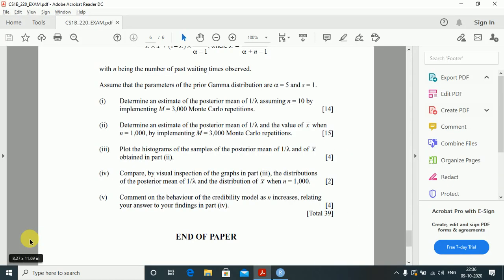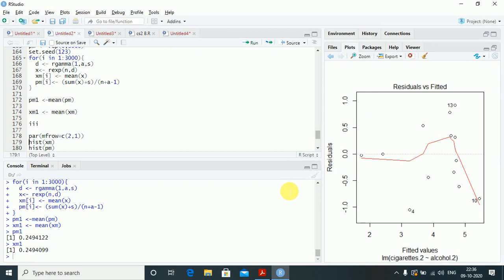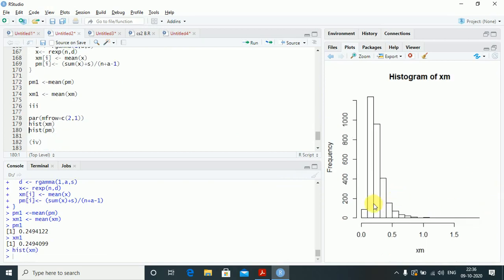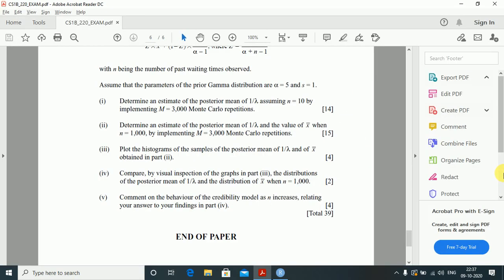Okay, and the last is to compare, by visual inspection of the graphs in part 3, the distributions of posterior means of 1 by lambda and the distribution of x bar when n equals 1000. We had stored them in PM and XM, so we'll draw the histograms of PM and XM. The histogram of XM looks like this and the histogram of PM looks like this. Both almost look exactly the same, and both follow a gamma distribution. There is an exponential fall, which is correct as our posterior distribution follows a gamma distribution.